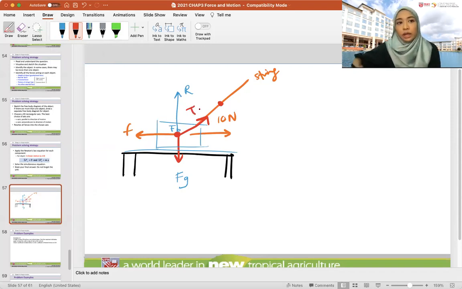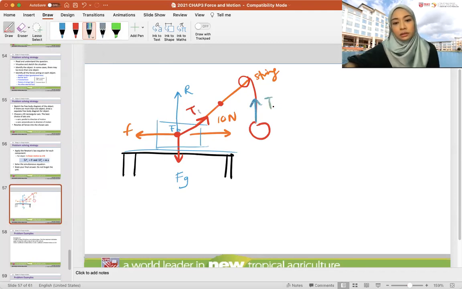Then we have the instances where the pulley is smooth. If there is a pulley here, and there's a weight over here, therefore the tension over here is equal. So tension 1, this is also tension 1. Only happens if the pulley is smooth. Sorry, I'm going a bit fast because we have already learned this.